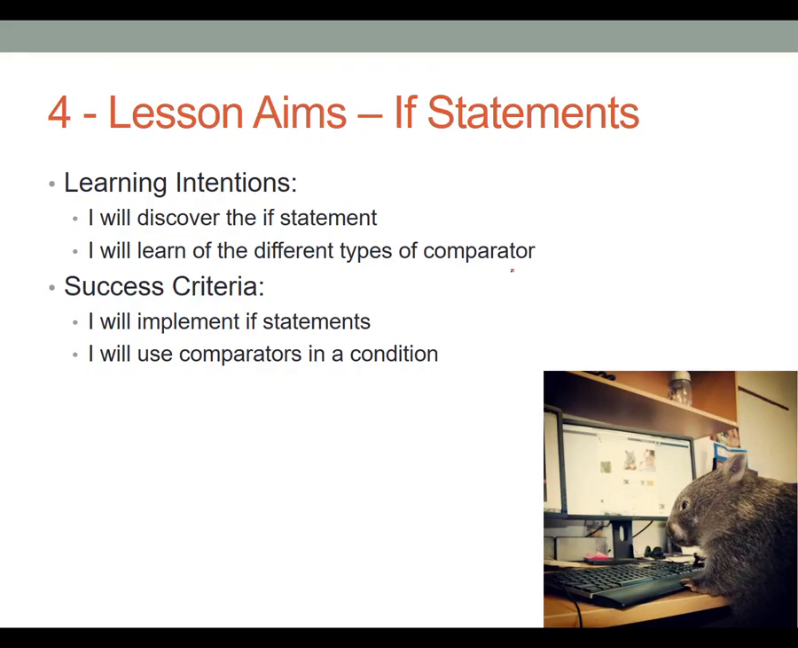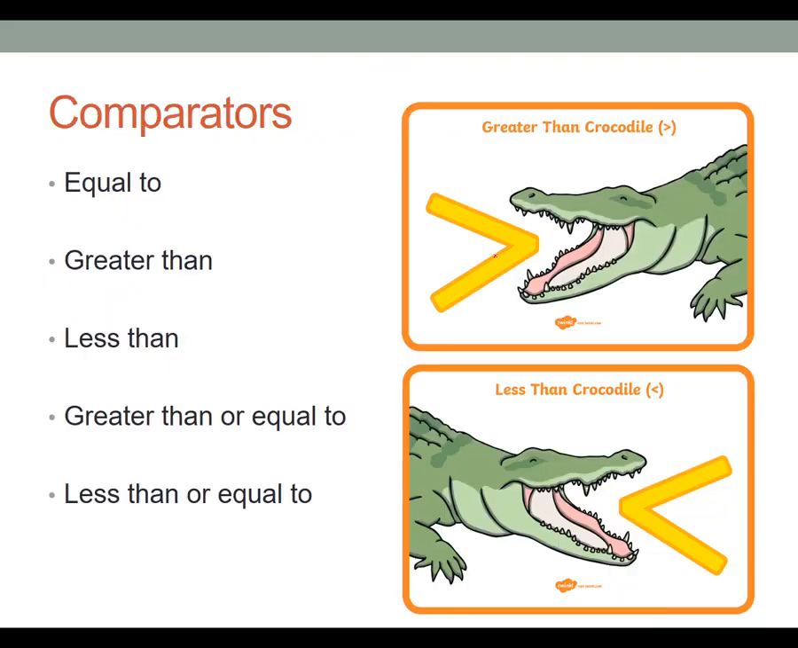Right guys, we're going to be looking at if statements today, which is how a computer makes decisions, and also the different types of comparator, which is what the computer uses to help it make decisions. You might be familiar with these crocodiles, which you might see in maths quite a lot. I believe the way you remember it is that the crocodile eats the bigger number. Some people like it, some people don't. It's up to you whether you want to use them.